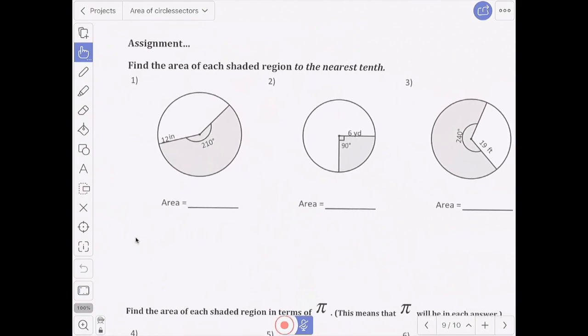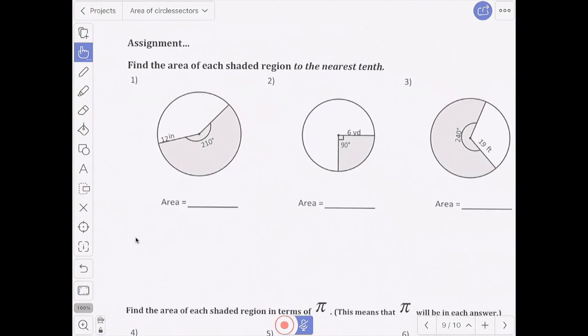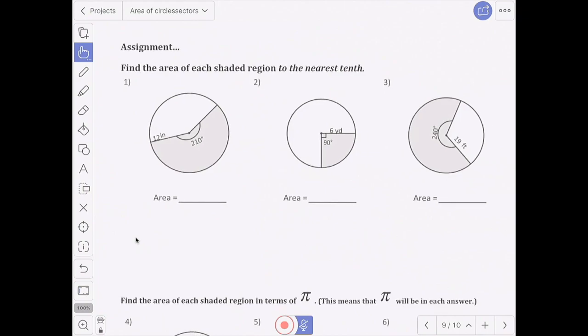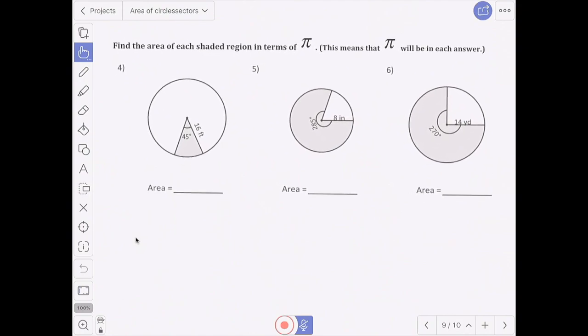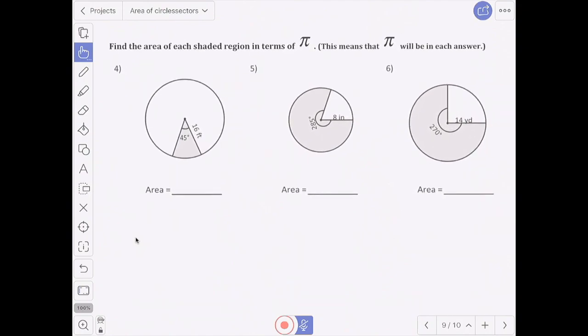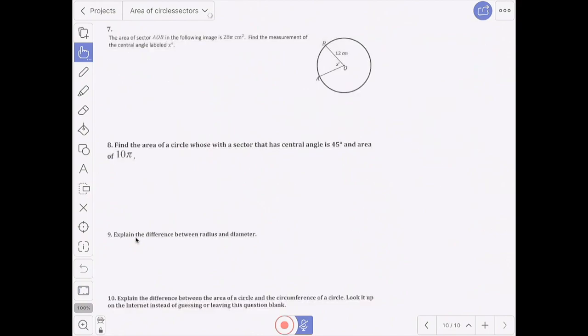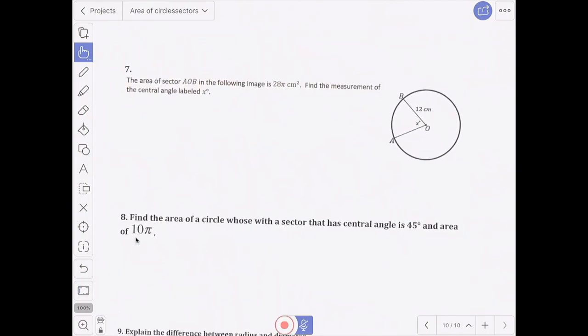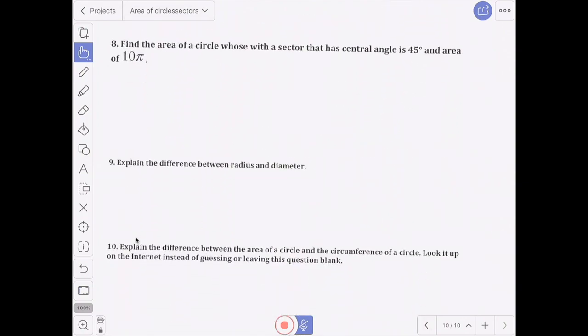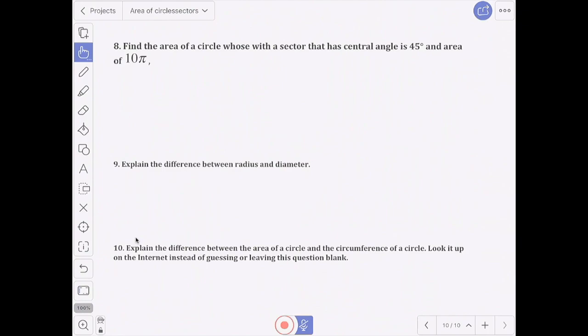So you're going to be finding the area of the shaded region to the nearest tenth for the first 3 questions. For the next 3, you're going to be leaving your answer for the area in terms of pi. And I think there's one more page. On question 7, you're going to be finding the central angle. We did an example of that. And 8 is very similar. Well, 8 is finding the area of a circle. We'll let you figure that out. And then questions 9 and 10 are asking you to tell the difference between a few different terms in geometry.